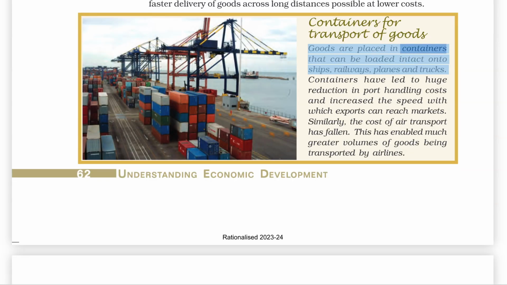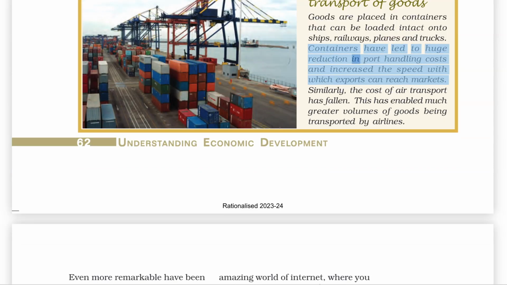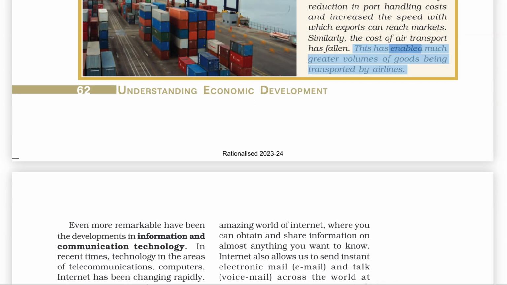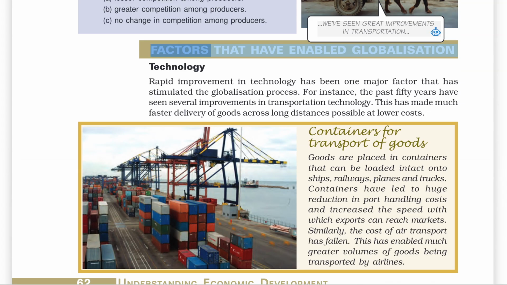Containers for transport of goods. Goods are placed in containers that can be loaded intact onto ships, railways, planes, and trucks. Containers have led to huge reduction in port handling costs and increased the speed with which exports can reach markets. Similarly, the cost of air transport has fallen. This has enabled much greater volumes of goods being transported by airlines. Factors that have enabled globalization.